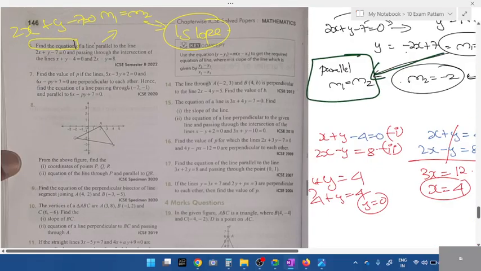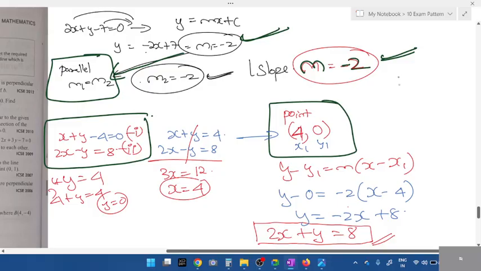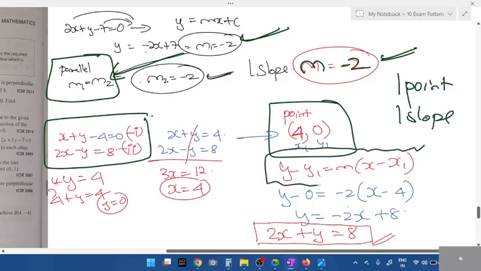To find 1 point, there are two more equations given. Whenever such equations are given, to find any 1 point x comma y, use the elimination method. Take these two equations and use the elimination method. That's what we have done here. By using the elimination method, we got the point. Use the one slope, 1 point formula. This is the formula. These are the toughest questions in equation of a straight line.